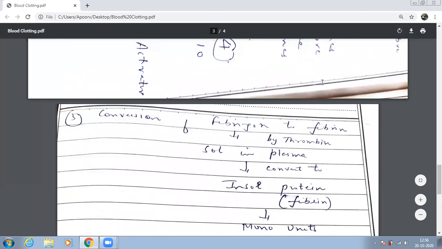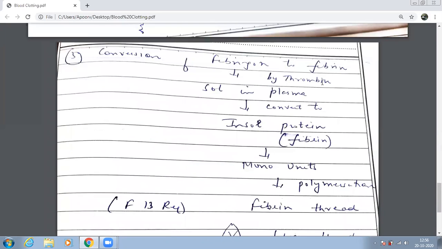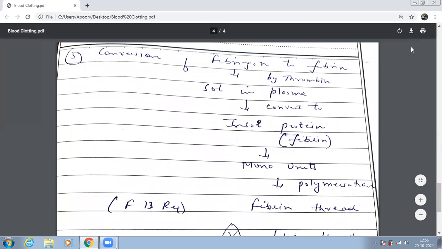So should we move on to the third? No, let me see this first. Second, intrinsic and extrinsic, you're okay with everybody? Can I move on to the next step now? Yes, ma'am. This is the conversion of fibrinogen to fibrin. And who was helping this, if you remember? Thrombin.